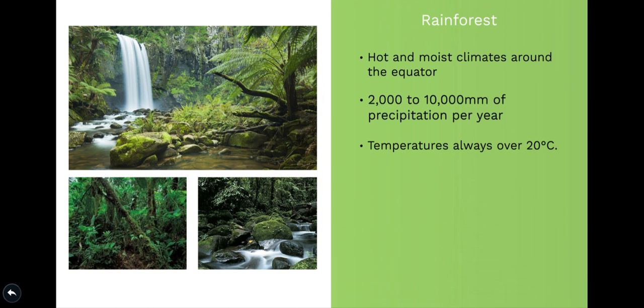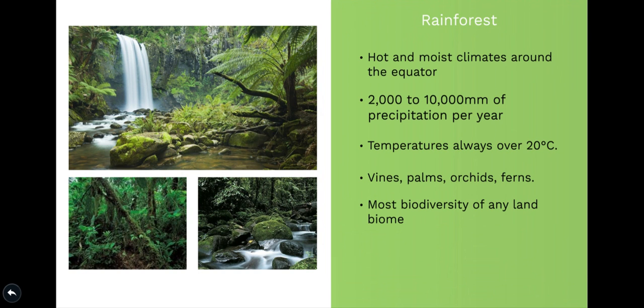Temperatures are pretty constant. They're generally always over about 20 degrees Celsius, but it doesn't go too high. It goes up to about 25 degrees Celsius. And this gives perfect conditions for vines, palms, orchids, and ferns to grow. Now, the ferns tend to be plants that grow on the base of the rainforest. The base of the rainforest doesn't tend to get a lot of sunlight, and because of this, the ferns grow very well, and you can see that in some of the images there on the left-hand side.